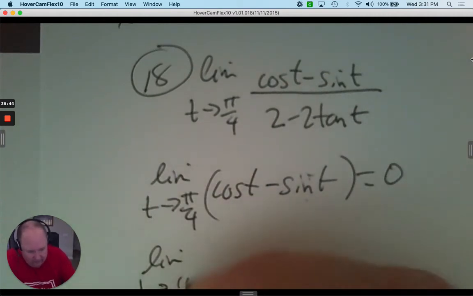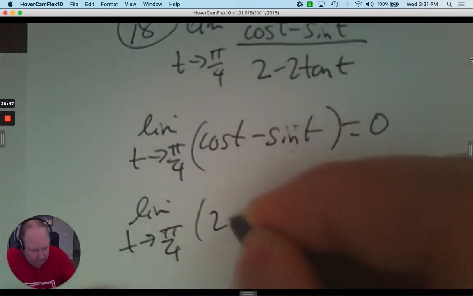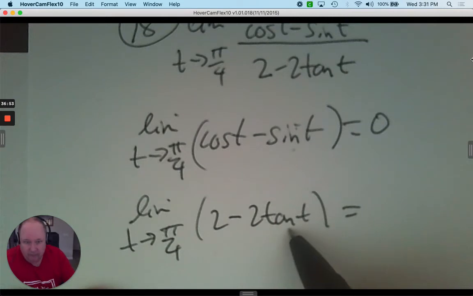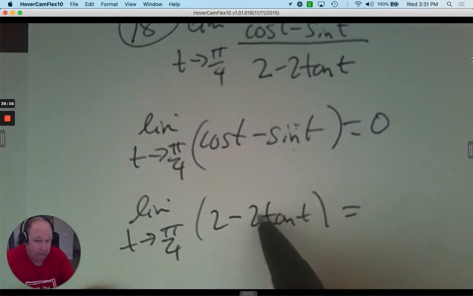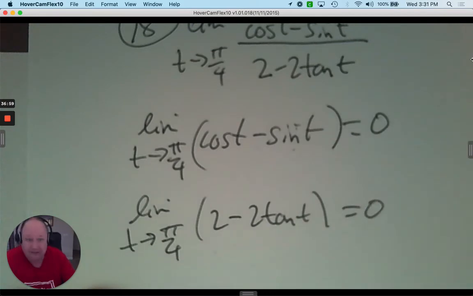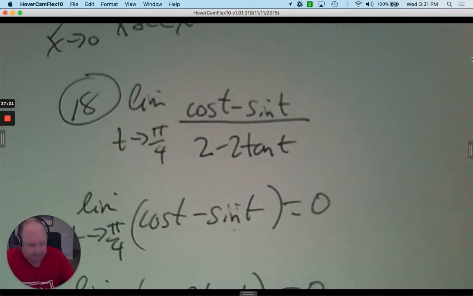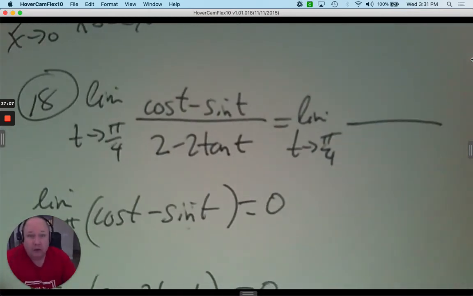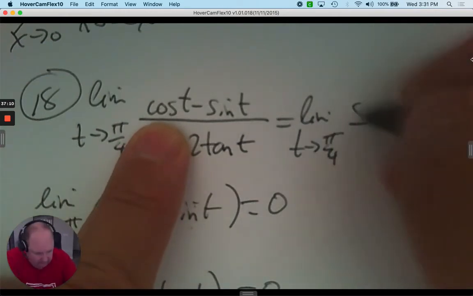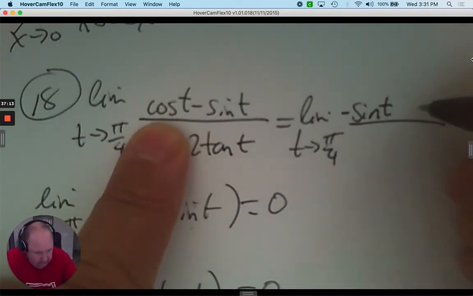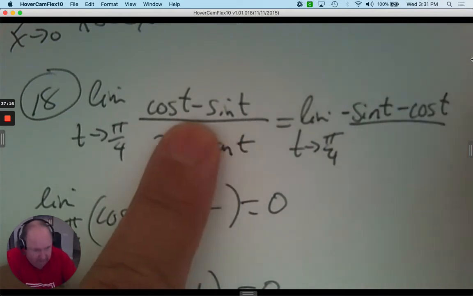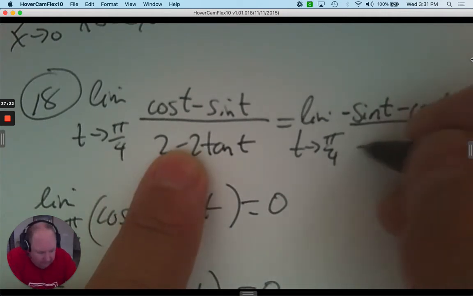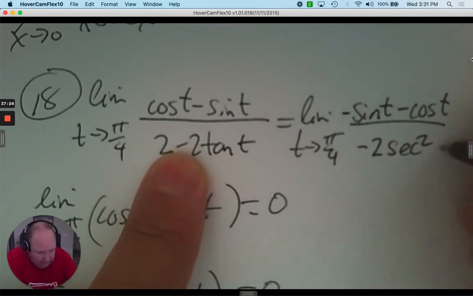The denominator, the value at pi over 4 for tangent, y divided by x, is 1. So 2 times 1 is 2, and 2 take away 2. It is indeterminate. So we're going to use L'Hopital's rule. So for L'Hopital's rule, the derivative of cosine is negative sine. The derivative of sine is positive cosine, but it's negative because it's negative already. The derivative of 2 is 0. The derivative of negative 2 tangent would be negative 2 secant squared.